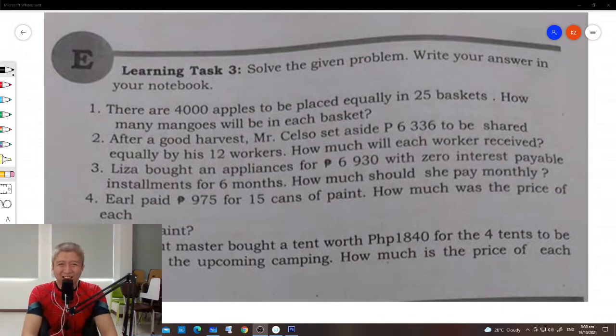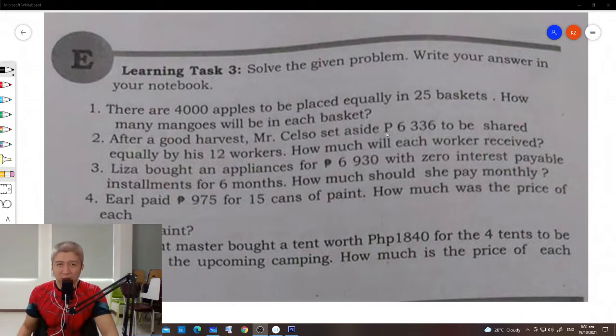There are 4,000 apples noong una. Kaya nalilito yung mga bata eh. Okay, so how many mangoes or apples? Siguro typo error, pero ang layo, di ba? How many apples will be in each basket?